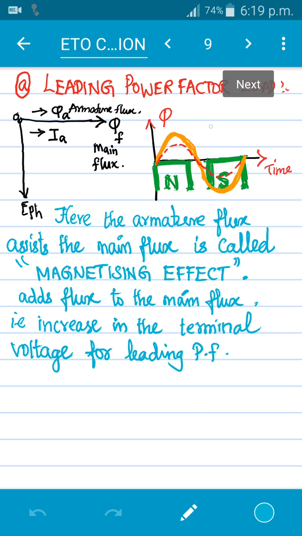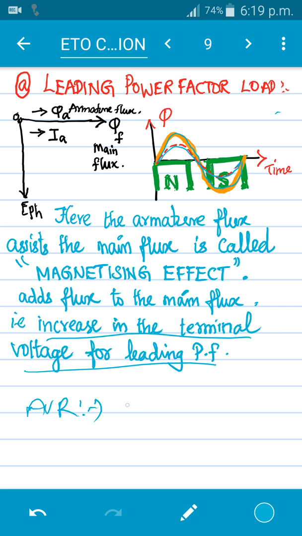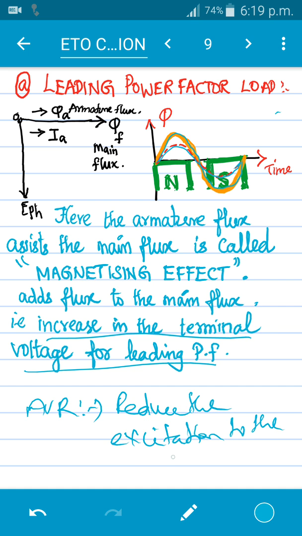And now we can take the leading power factor. See, the main flux and the armature flux are aiding. The capacitive load is aiding. Here the armature flux assists the main flux, which is called the magnetization effect. It adds flux to the main flux, increasing the terminal voltage. So what will the AVR do? The AVR will detect this and reduce the excitation to the rotor. That's as simple as that, no?